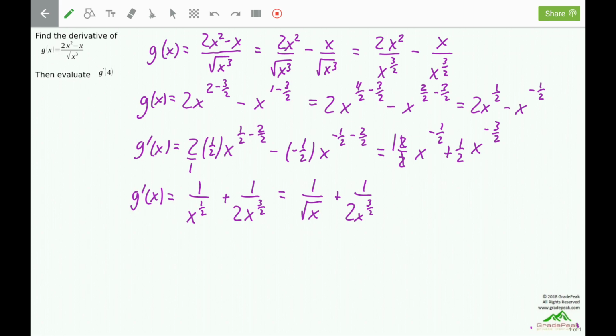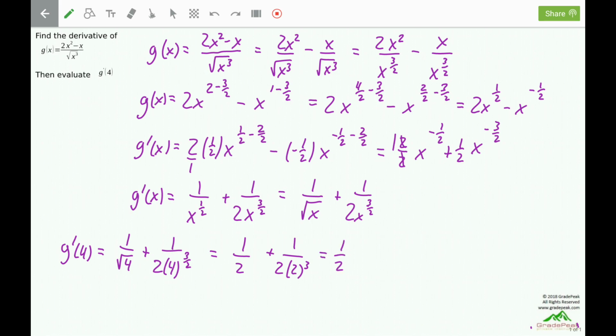The next step is to evaluate g prime of 4. That means to take the derivative, g prime of x, and plug a 4 in for each x, so 1 over the square root of 4, plus 1 over 2 times 4 raised to the 3/2. 1 over the square root of 4 is a 1 over 2, plus 1 over 2 times 4 to the 3/2. That means the square root of 4 cubed. Let's take the square root first. Square root of 4 is a 2, and then you cube that result.